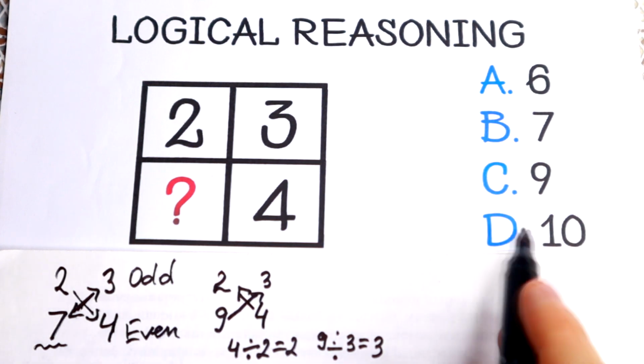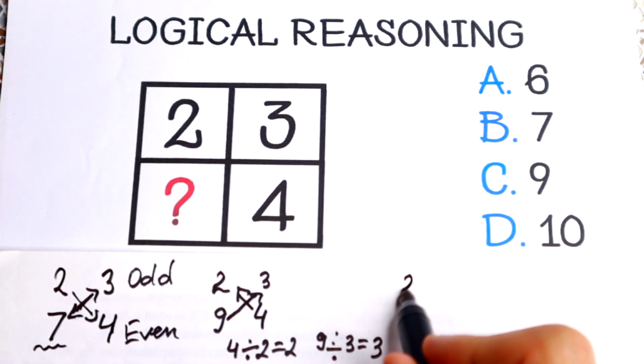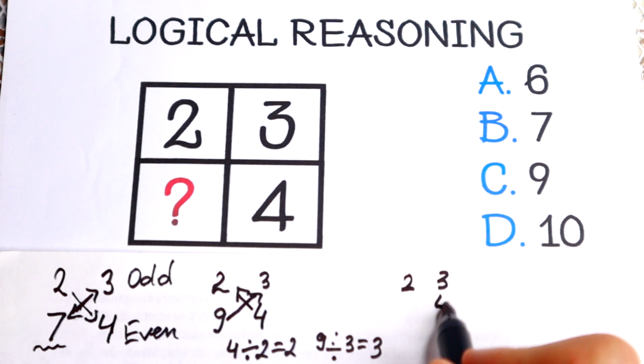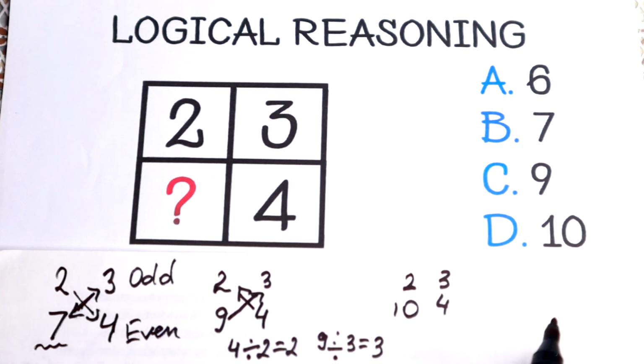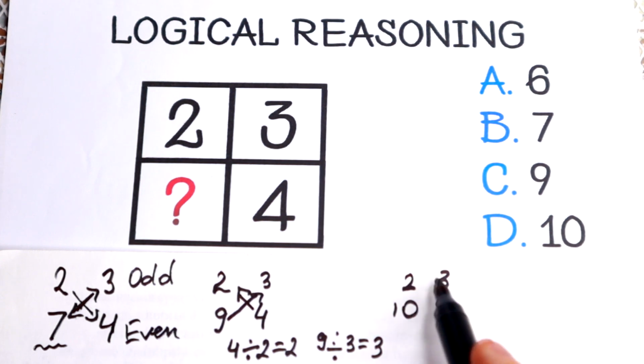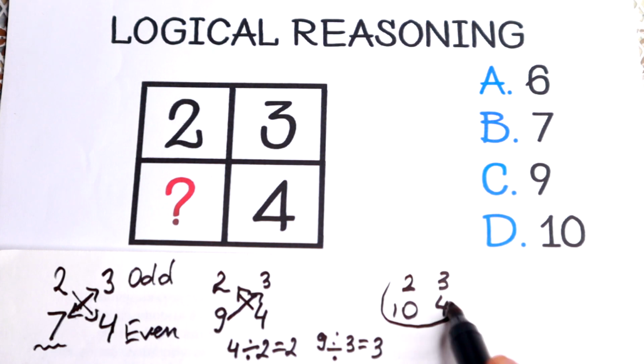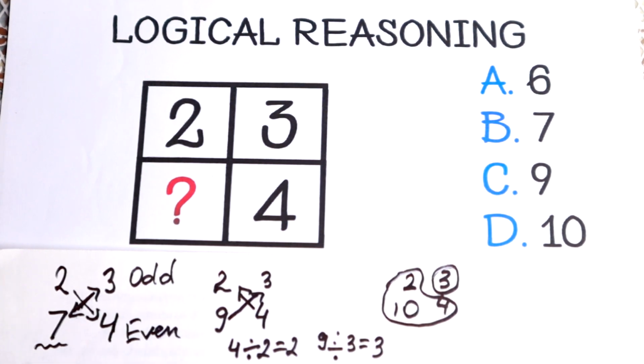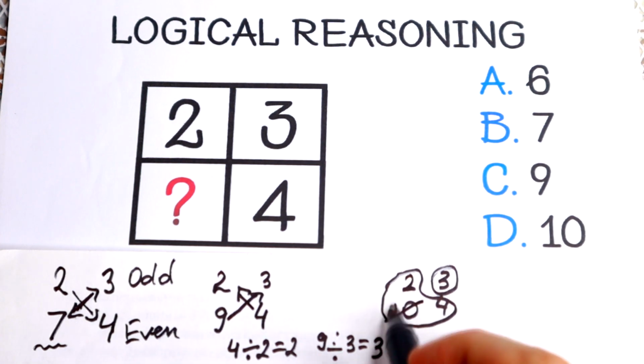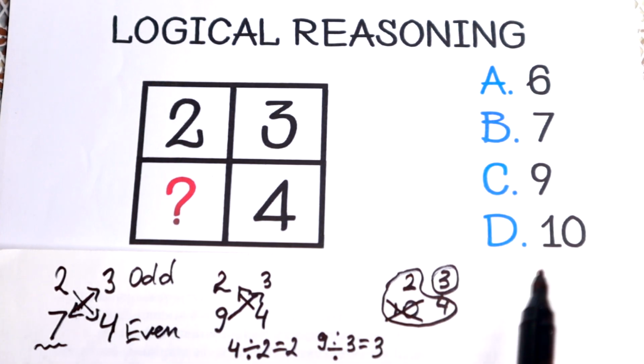Let's go next. Let's check 10, for example. We will have 2, 3, 4, and right here we will have 10. As you can see, we can divide 10 by 2, but 4 by 3 we cannot divide. Moreover, we have 3 even numbers and 1 odd number. So as for me, there is no solution here. 10 is not our solution.